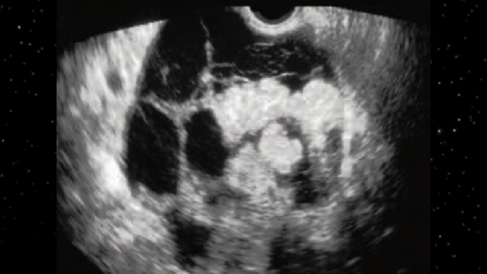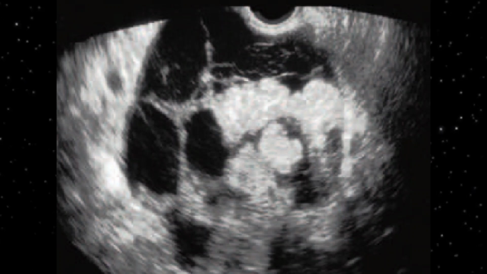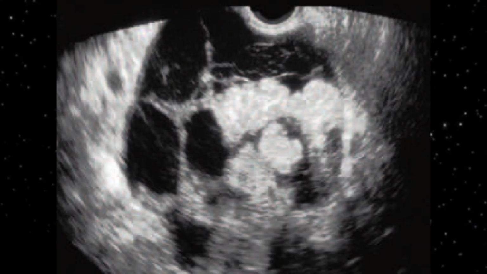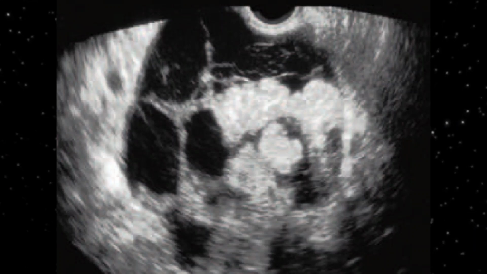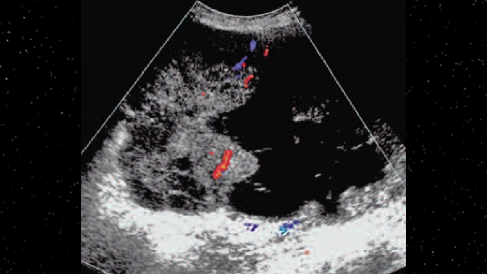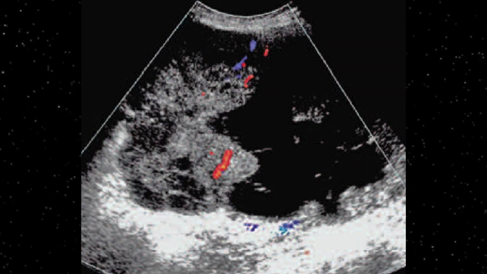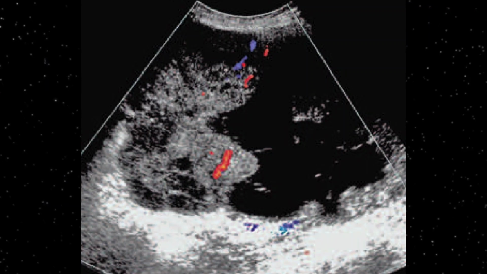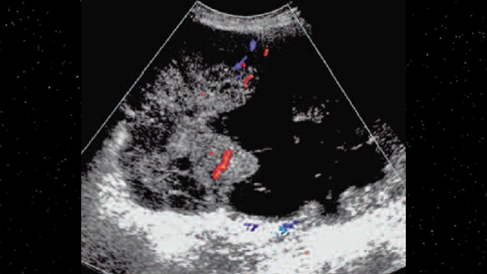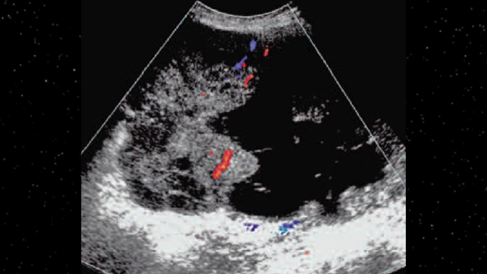Beside this you can appreciate well defined thick septation, and this is an example of serous cystadenocarcinoma. Another example of serous cystadenocarcinoma has been shown on a transabdominal scan. Here on this transabdominal scan you can appreciate a well defined complex cystic lesion.